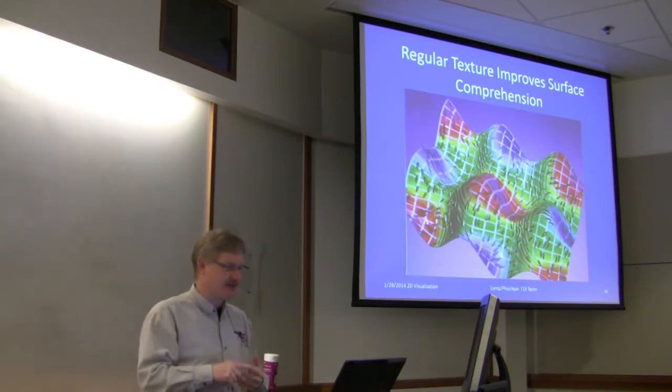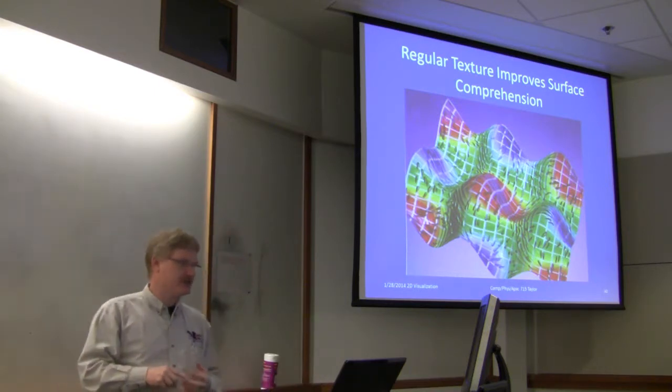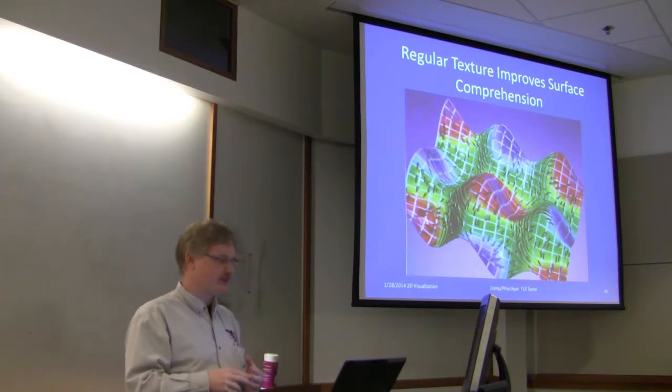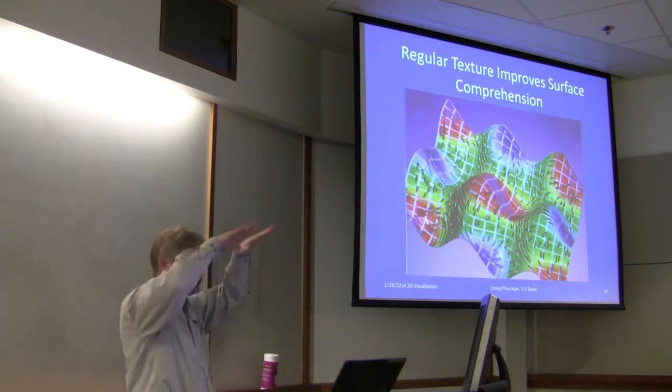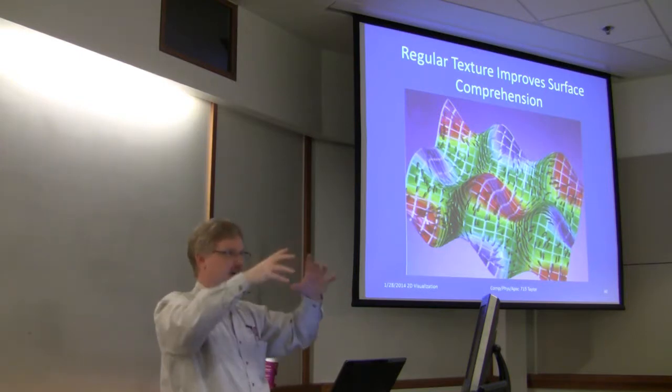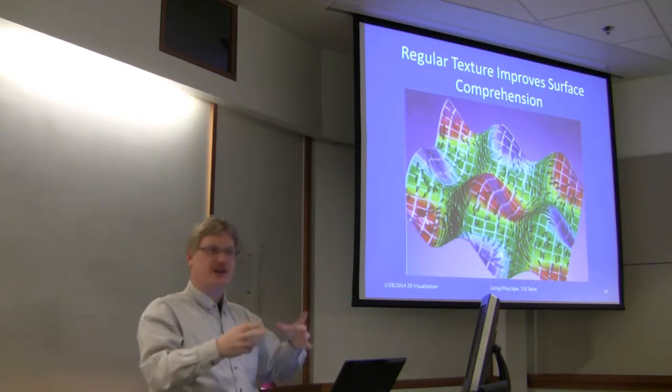All right, so this is looking at improving surface comprehension. This picture was intended to help with multivariate display of multiple fields on the same surface. But the fact that it uses this projected-from-above grid texture, and you see distortions of that texture, shows you the local shape characteristics, right?